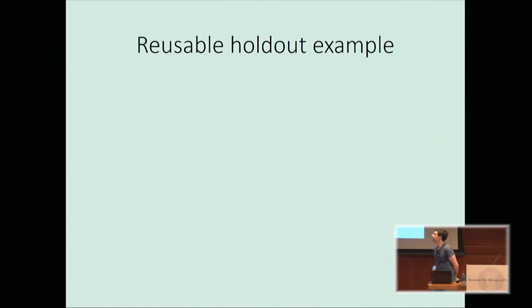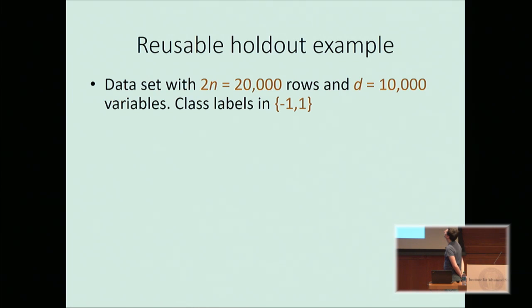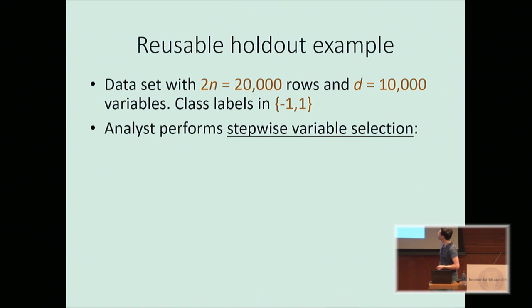Okay, so here's what the plot's going to show. And I should again add the caveat that this is a simple numerical experiment. We didn't do anything with a real data set. So we've got a data set that we generated with 20,000 rows and 10,000 features, and class labels are binary, -1 or 1. And the analyst is doing something simple, stepwise variable selection.